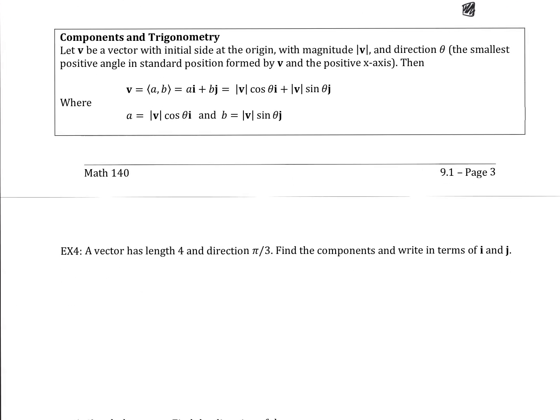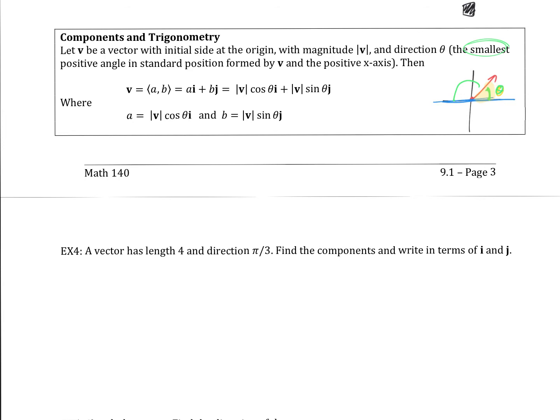Okay, so components and trigonometry. Let v be a vector with the initial side at the origin. If we have our xy plane, we have the initial side at the origin with a magnitude, absolute value v, and direction of theta, the smallest positive angle in standard position formed by v and the positive x-axis. Once again, if we're looking at the x-axis, there are two possible angles, this one or this one. But what do we want? We want the smallest one. So we would take this angle right here. That would be theta, the smallest distance between our vector and the x-axis.